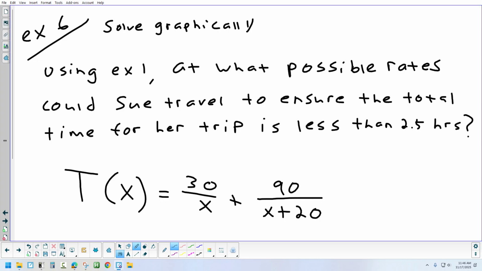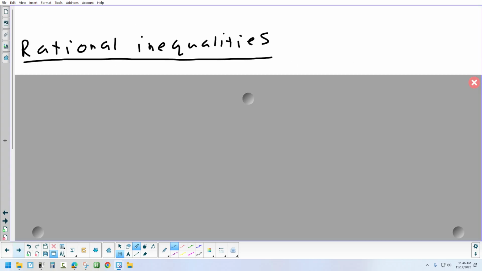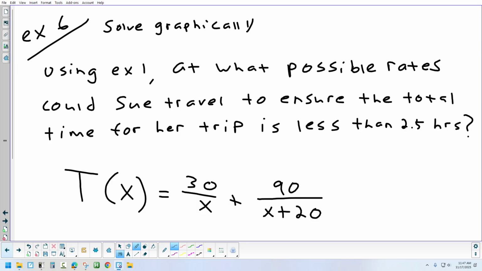I know the first time it was 2 hours, this is 2.5, so the number's different. But there's also something else very different in the wording. It's looking for a range of answers. It doesn't say that she has to do the trip in exactly 2.5 hours. It says she has to do the trip in less than 2.5 hours. So this is an inequality.